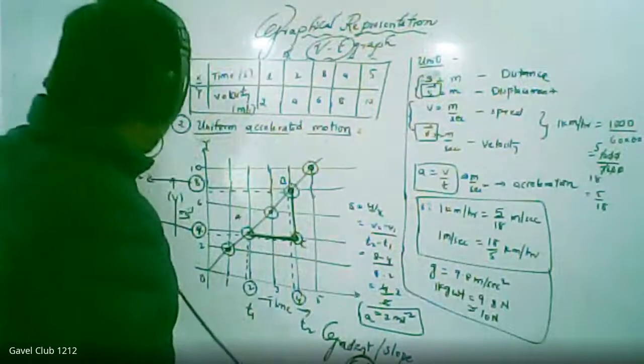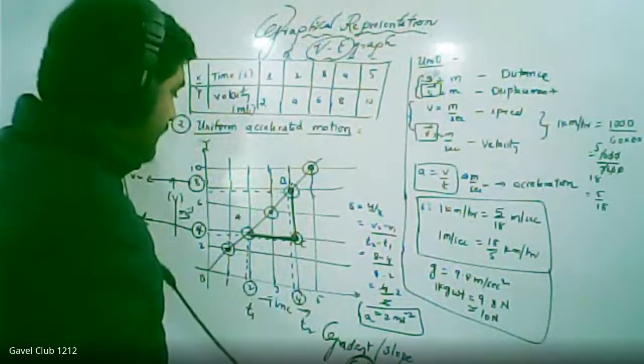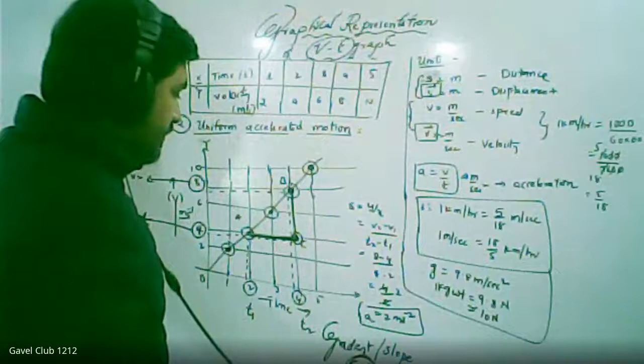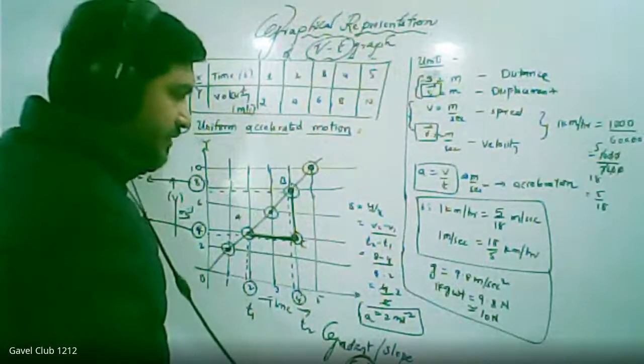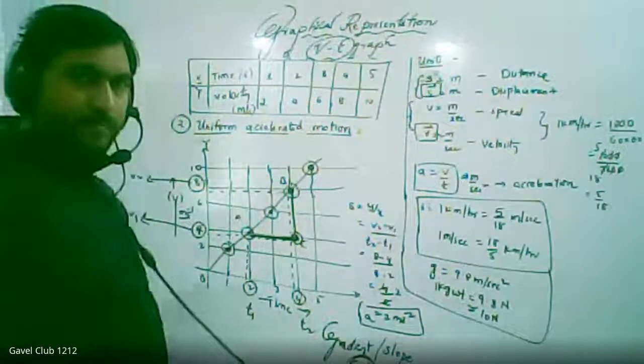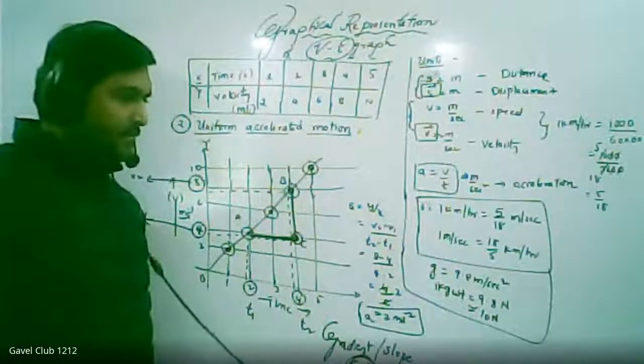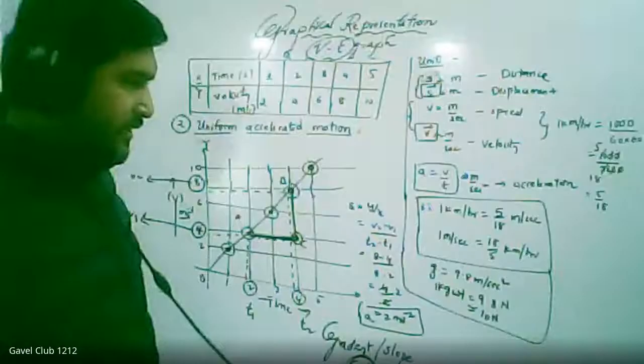So this is the second type of graph which we are seeing here. Slope will give you the information of acceleration of an object. Is it clear? Any questions here? You can ask me. No questions. Is it clear?